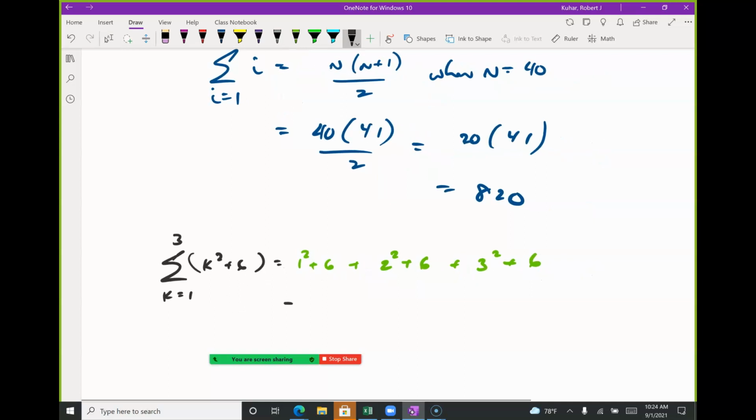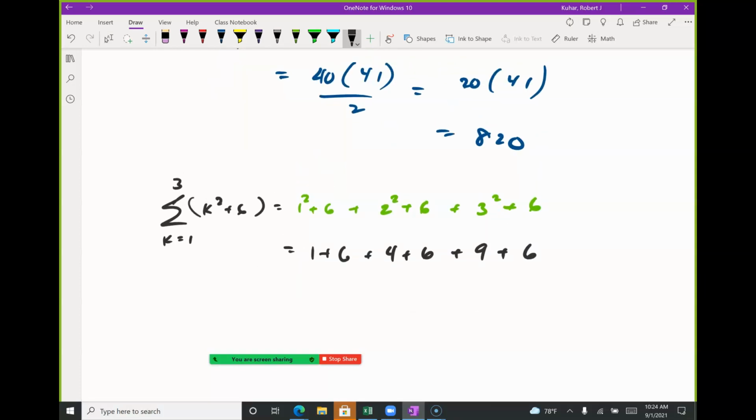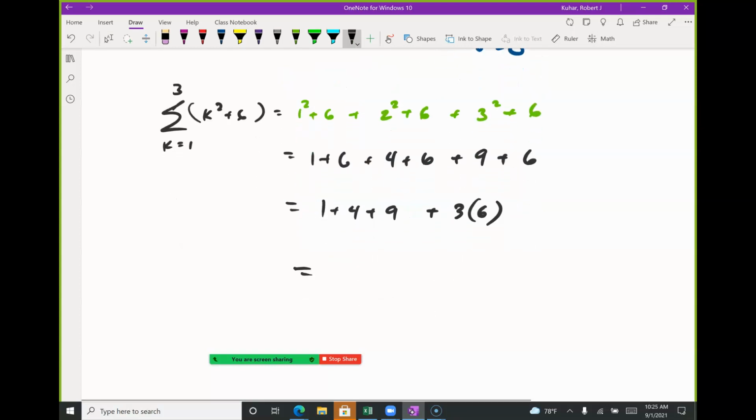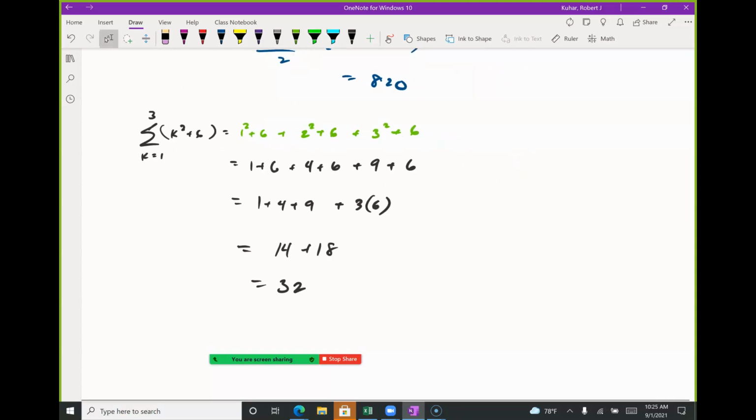Easy, right? So I get 1 plus 6 plus 4 plus 6 plus 9 plus 6, right? So I get 1 plus 4 plus 9 plus 3 times, there's 3 6s, right? So I get 14 plus 18, 32. Okay, but let's do it the more sophisticated way.